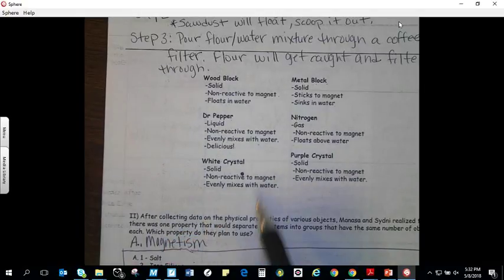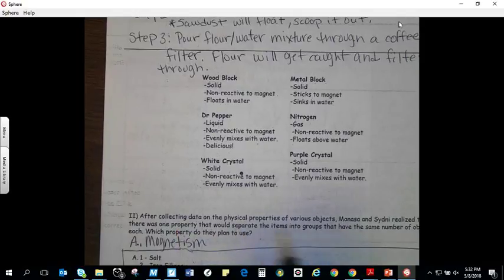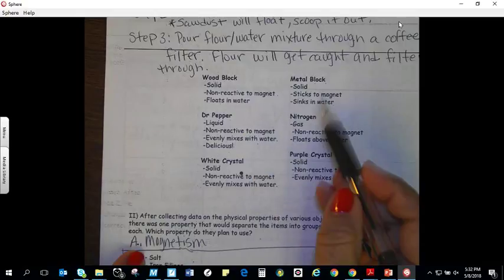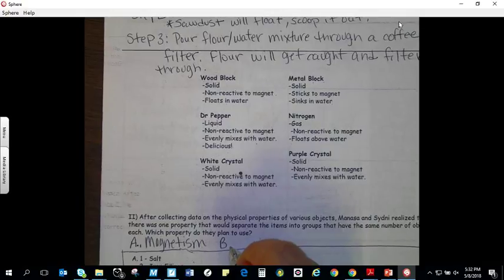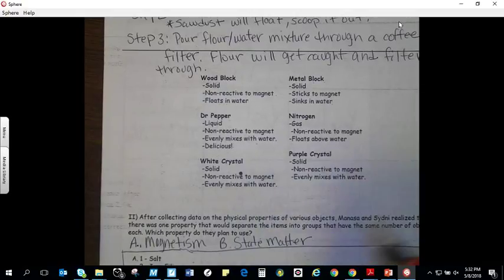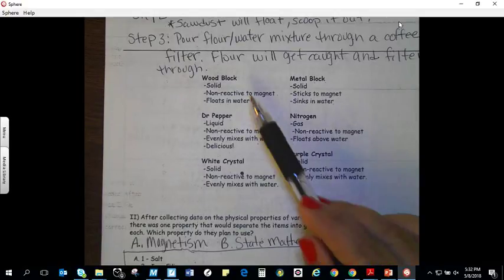So after collecting all this data here, it says on this physical properties, Manessa and Sidney realized that there was one property that could separate the items into groups that had the same number of objects in each. So, do each of these have the magnetism that they can be separated? No, so we can't use that. The next choice is the state of matter. Solid, liquid, and gas. Can they be easily separated? Well, they each have those, but it's not going to be easily separated. Because here's a solid.